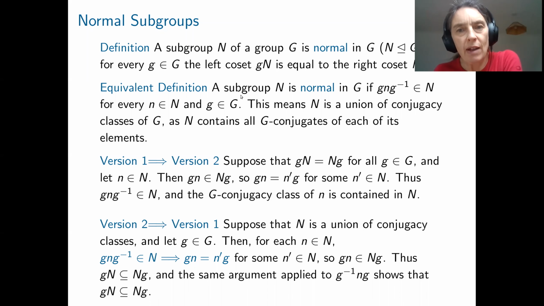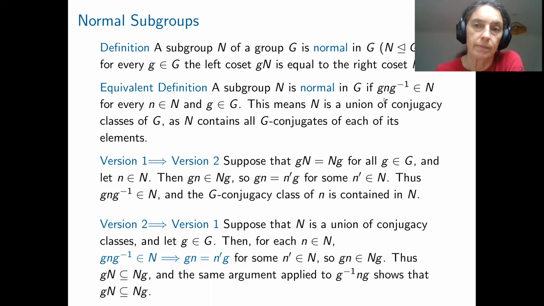An equivalent version of the definition, which in many cases is easier to use and maybe easier to recall, is to say that a subgroup N is normal in G if whenever you have an element n of the subgroup and you take any conjugate of that element in the group, you still remain within the subgroup. Okay, so basically a subgroup is normal if it contains all the conjugates in the bigger group of all of its elements. So in other words, if the subgroup is actually a union of conjugacy classes of the group.